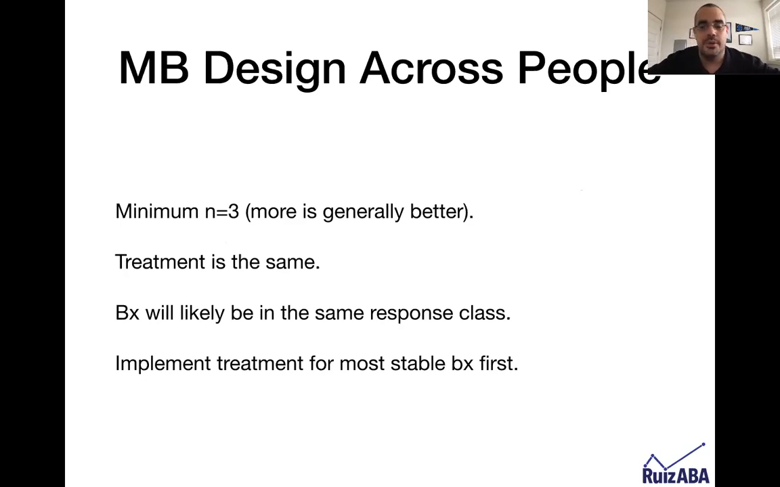You also have to account, if you're doing research, that people will drop out. But for a multiple baseline across people, you'll need at least 3 people. But the more you have, the better. The treatment is going to be the same for whatever it is you're measuring across. And the behavior across people is likely going to be in the same response class. And you would just implement the treatment for the most stable person first. So the person with the most stable baseline would receive the treatment first, and then you would move on and so forth. So that would be a multiple baseline across people.